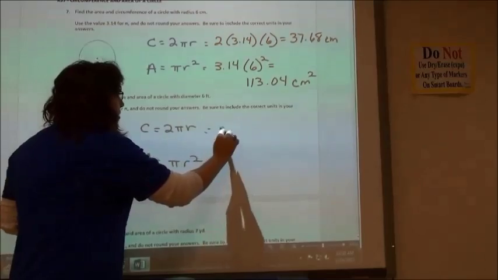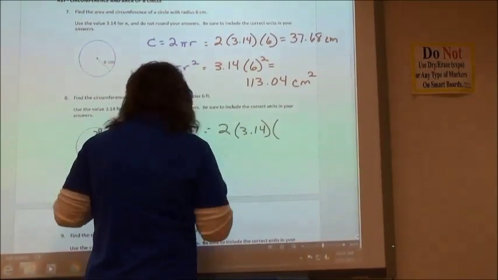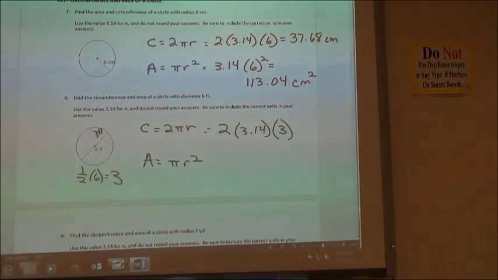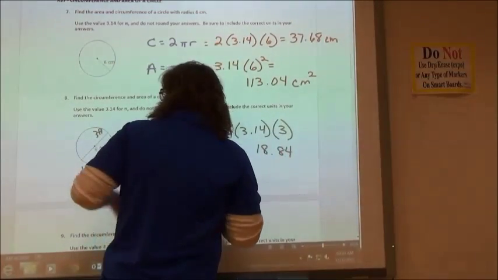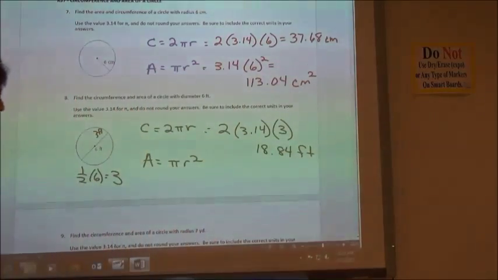So we're going to take 2 times pi times the radius, which is 3 then, in order to find our circumference. That's 18.84, and my label then would be in just plain feet, since it's in the regular units.